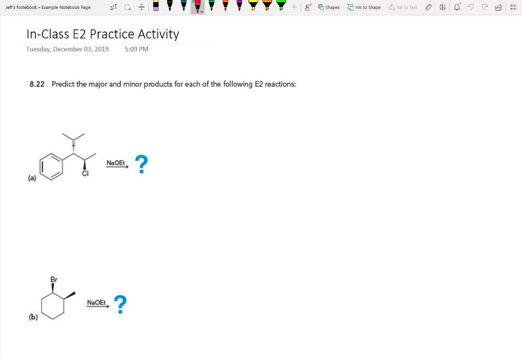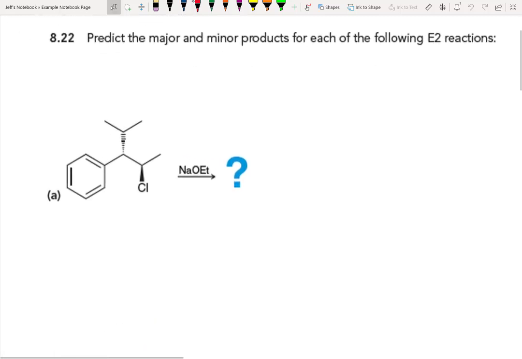For the first problem, what I would do is immediately identify any beta protons that I have. I know I've got an alpha position here, beta position here, and beta position here. So if I think about the beta protons, I do have a beta proton coming off this left carbon, so I could identify that. And then I've got 3 beta protons over on the right as well. So I'm going to erase these alphas and these betas.